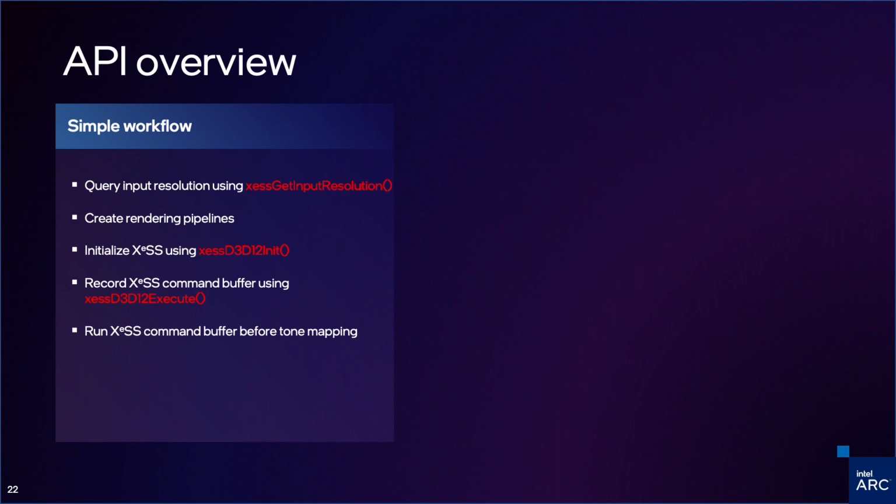Then we create rendering pipelines and game engine resources, all in that XeSS input resolution. Then we initialize XeSS using XeSS D3D12 init function, and this is where we pass the quality preset and the output resolution to XeSS. For every frame, we record XeSS command buffer using XeSS D3D12 execute function and run it prior to game tone mapping.